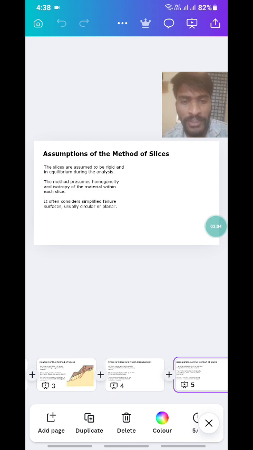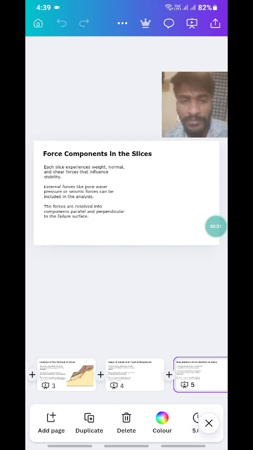Assumptions of the method of slices. The slices are assumed to be rigid, and equilibrium is considered during the analysis. The method presumes homogeneity and isotropy of the material within each slice. It often considers a simplified failure surface, usually circular or planar.